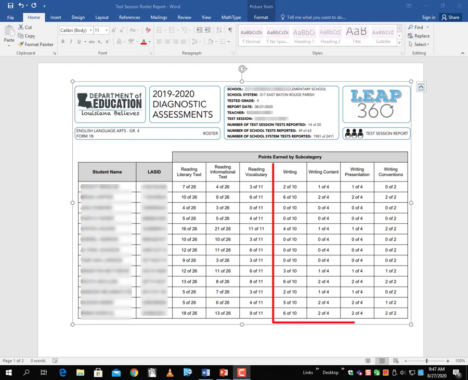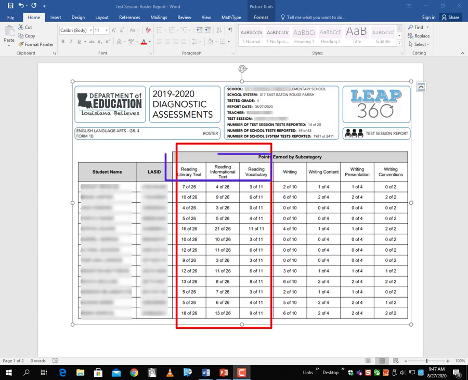So just keep in mind that this is the part that the teacher scores in educator scoring, and this is the part that the computer, the DRC, grades automatically, this part here. So the reading literary text, the reading informational text, reading vocabulary. Okay? Now the only bad thing that some teachers don't like about this is that it doesn't list the percentages on this particular report. So this is the test session roster report.